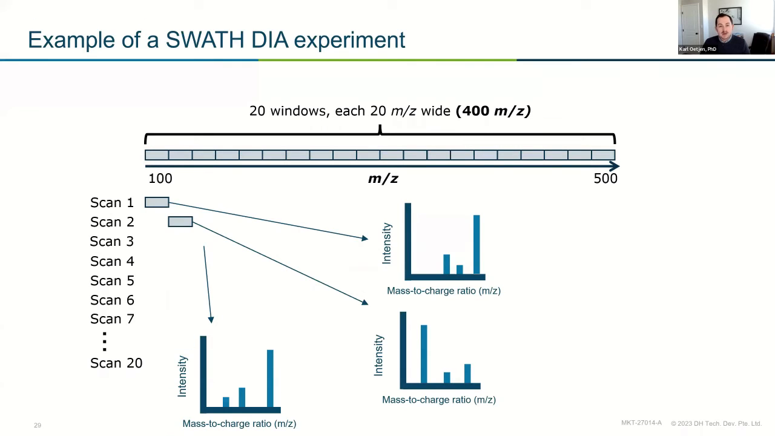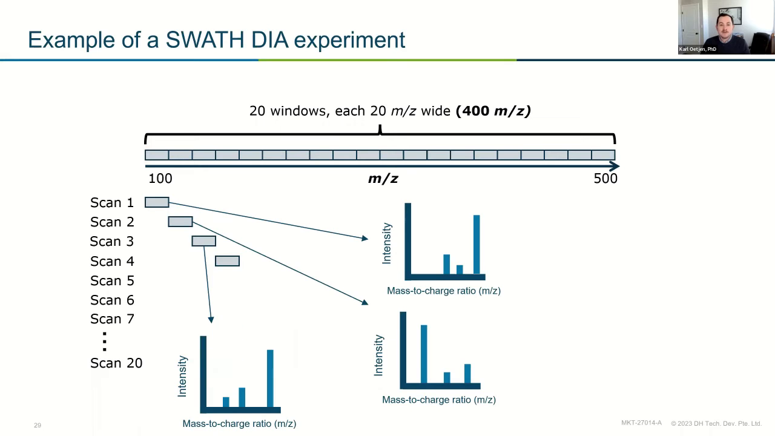Anything in my next experiment, so moving on, anything from 120 to 140 is going to be here. So in this experiment, anything that falls within that range is going to make its way through Q1, fragment at Q2, and make its way to our TOF analyzer, and so on and so forth.